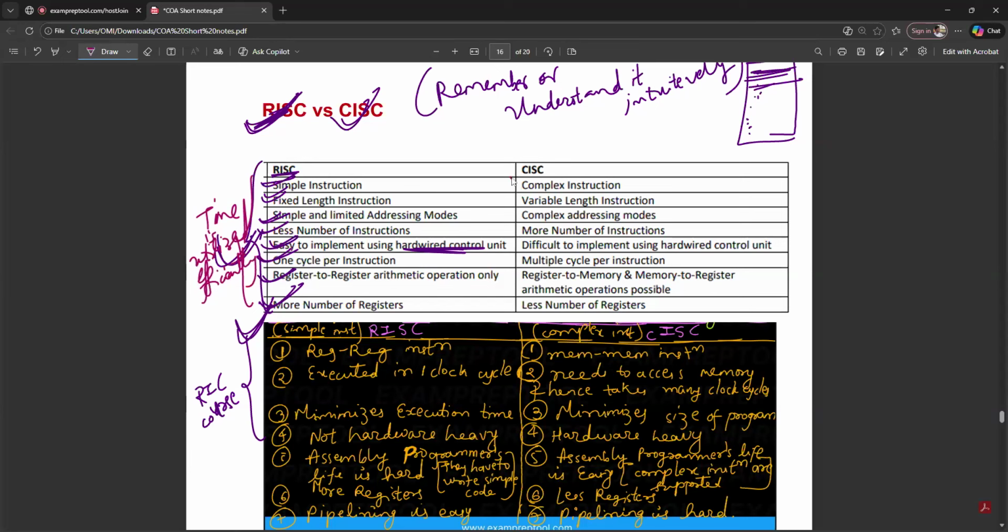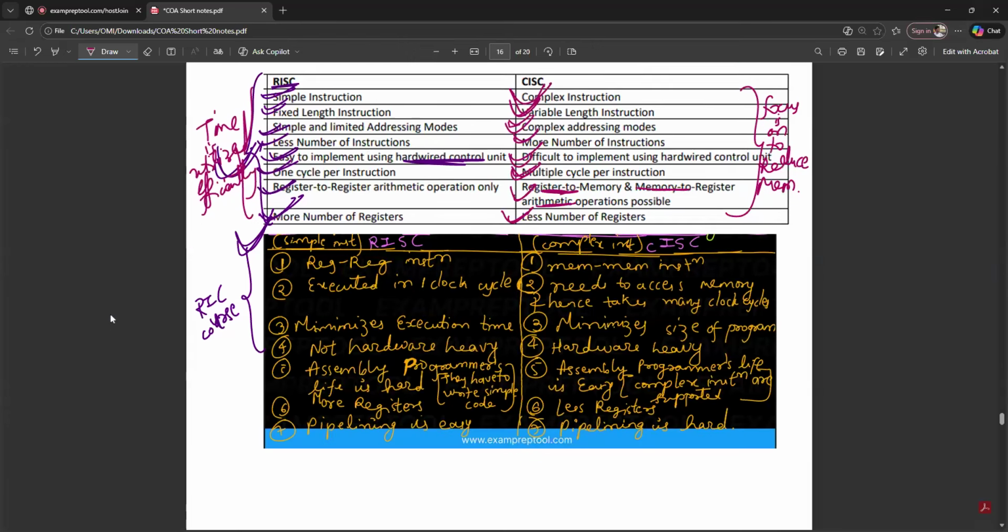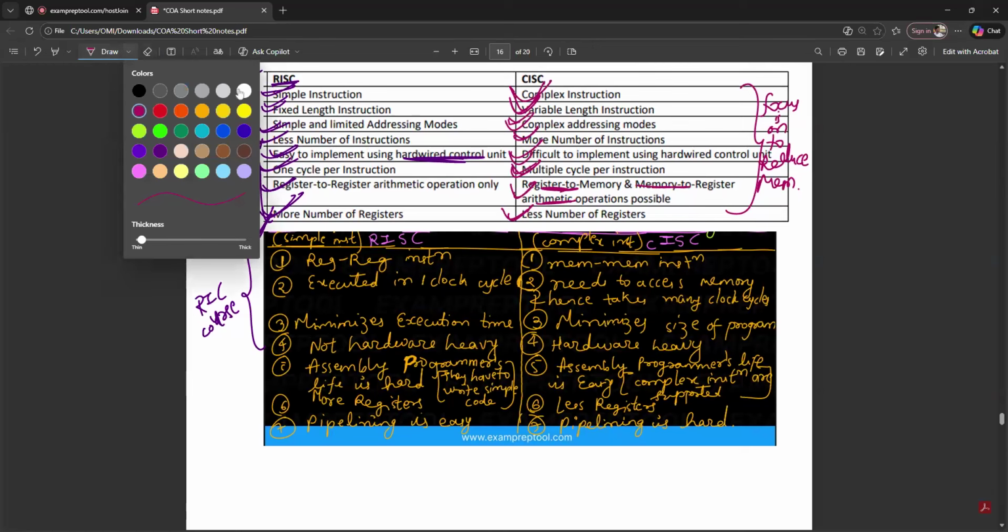But in CISC, it says complex instruction, variable length, complex addressing mode, more number of instructions, difficult to implement, multiple cycles are there, then less number of registers, register to memory and memory to register arithmetic operations are there. So here focus is to reduce memory. Okay, so let's just see what I have explained.